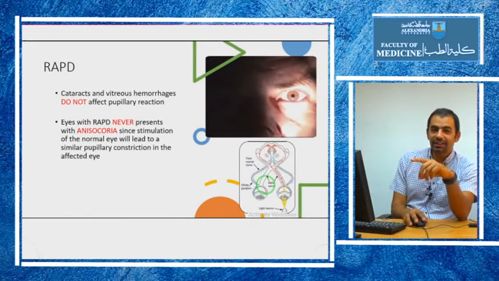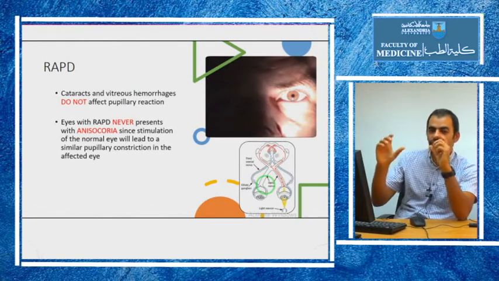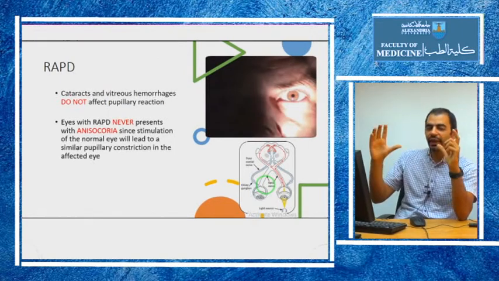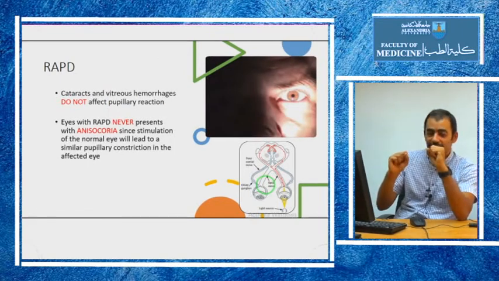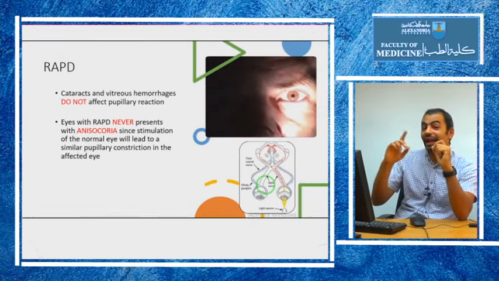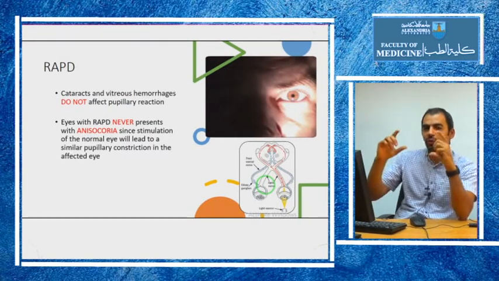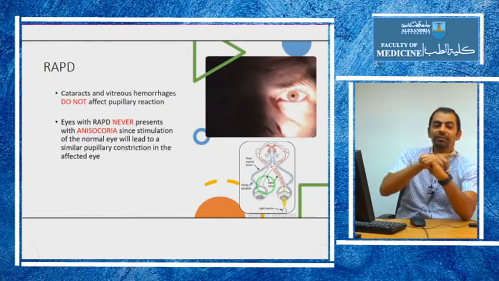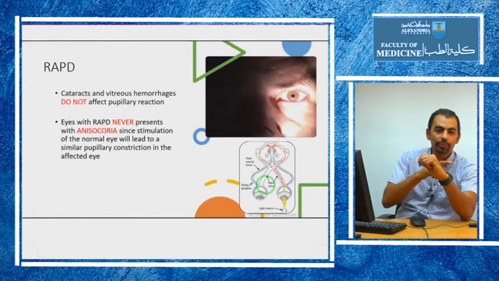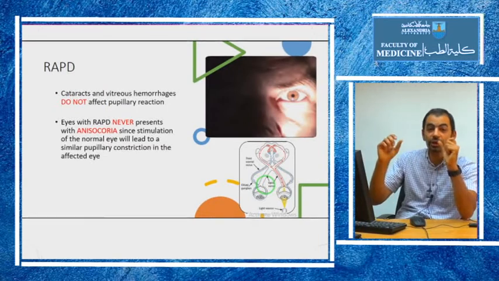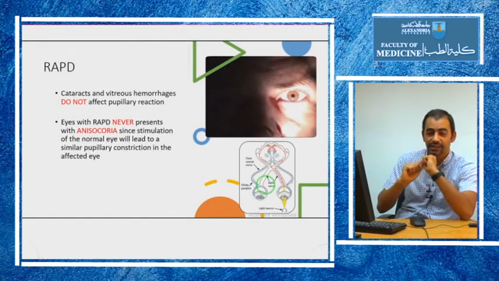And we should understand that relative afferent pupillary defect never produces anisocoria. So both eyes will constrict or dilate together, and they will be of the same size. The problem here is in the afferent pathway. So when the light falls on the affected eye, both eyes will dilate, and when the light falls on the normal eye, both eyes will constrict. They will always have the same size.